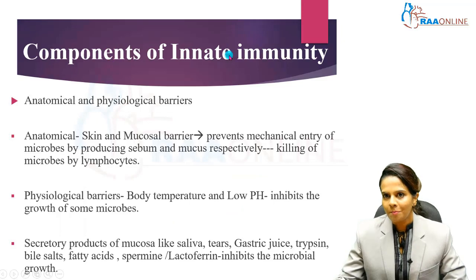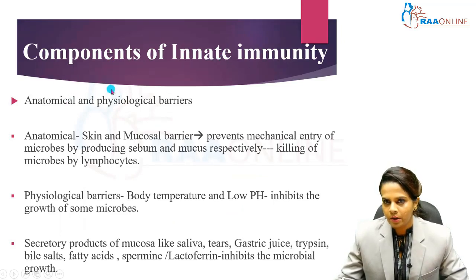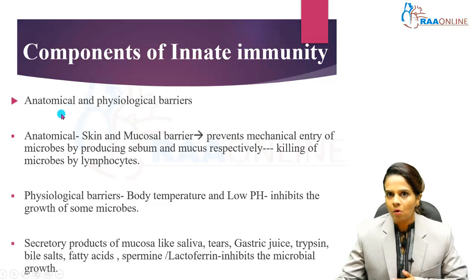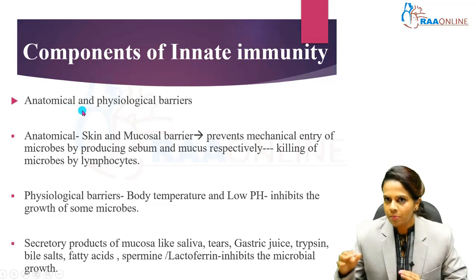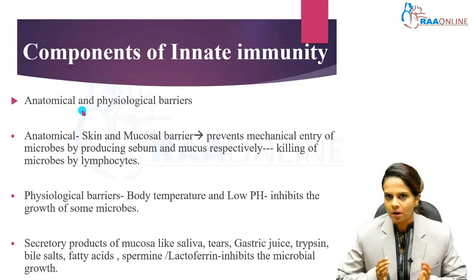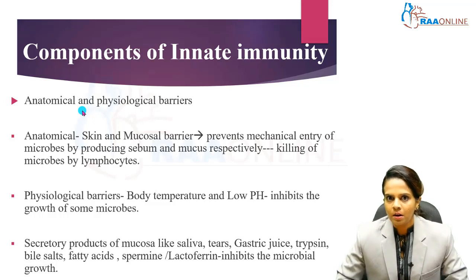So coming to the components of innate immunity, there are various mediators of innate immunity, and they act by various mechanisms. However, all those components are not purely part of innate immunity. There are some components which act as a bridge between innate immunity and acquired immunity. The most important components are anatomical and physiological barriers. Anatomical barriers are skin and mucosal barriers.